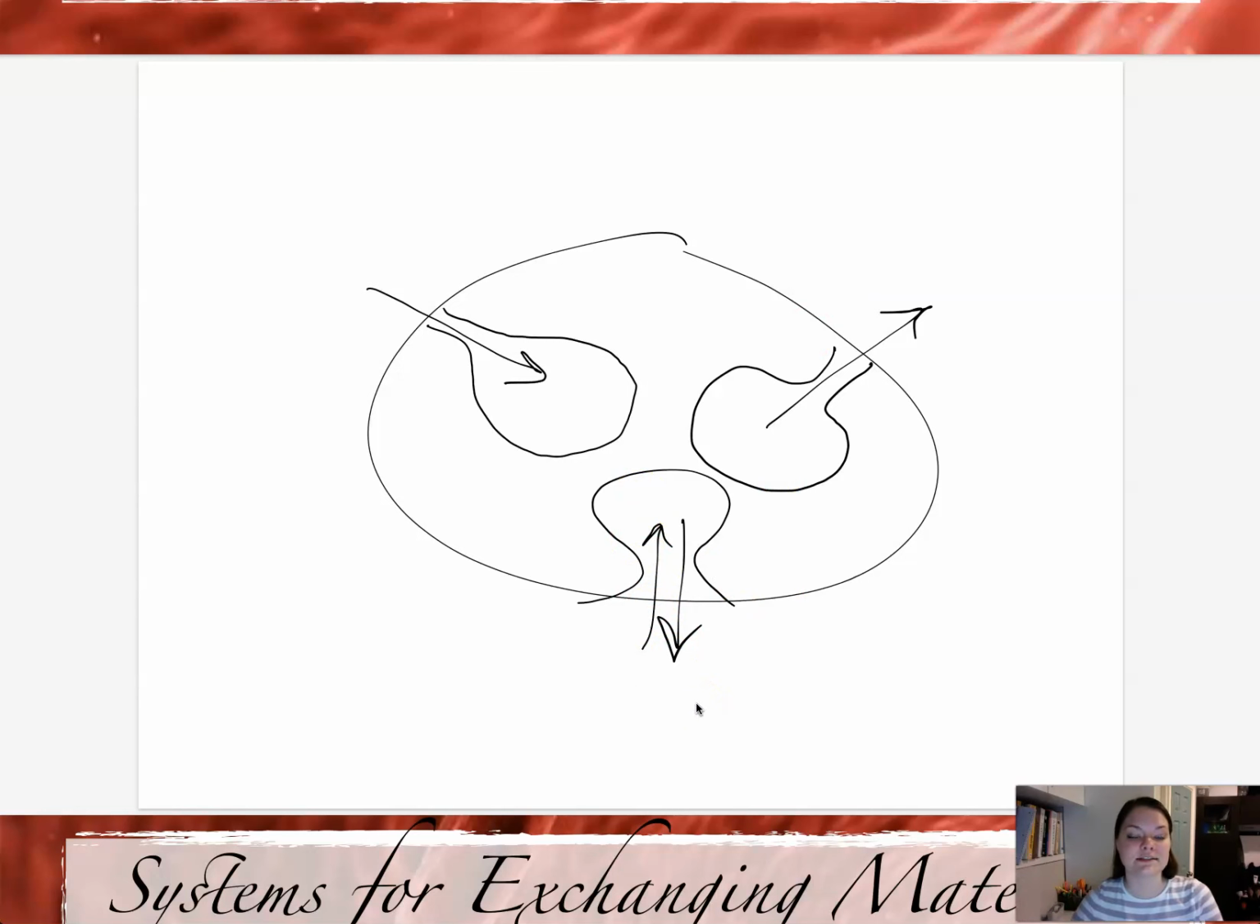But it's not just about getting it into the body. It needs to be circulated to every single cell in the body, right? Because if you are a cell right here, well, that's a long way from whatever this is. So how do you get your waste material over there to then be expelled into the environment?